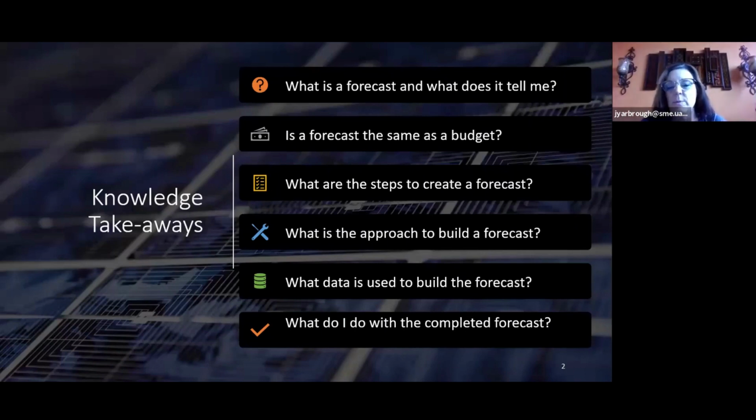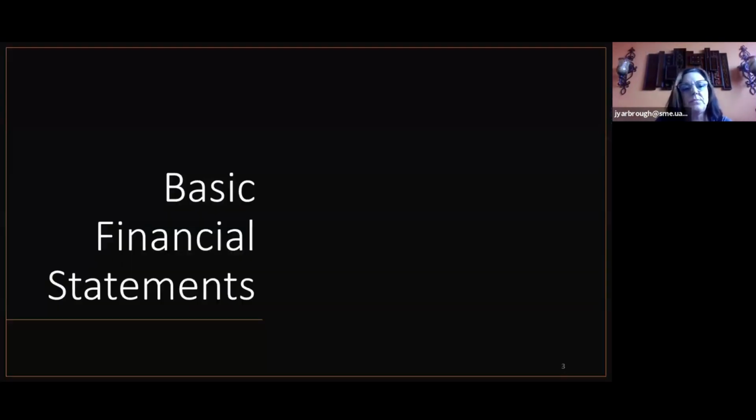Exactly what are the steps we might go through to build it? Are there certain approaches we should take? And if so, what should we do there? What kind of information and data do we gather in order to actually create a forecast? And then lastly, what do I do with it once I've done it? Is it just an exercise and then I put it away? How is it actually meaningful for me once I've gone through that exercise?